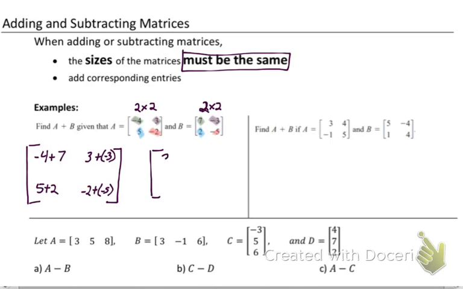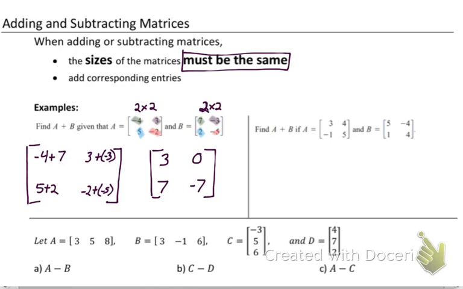So this is just going to be 3, 0, 7, -7. And we are done. That's it. That is adding two matrices together.